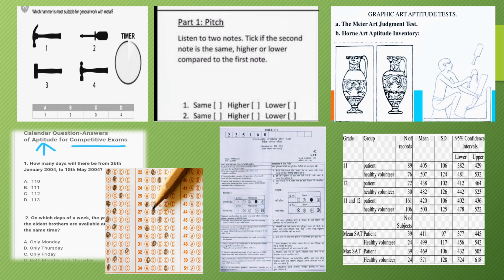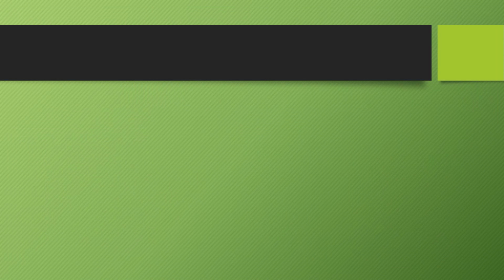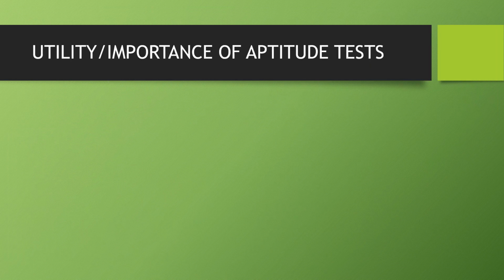The last one is scholastic aptitude test. So this is a question paper which actually tests your scholastic aptitude, and usually the question comes like this. So these are the pictures that I'm showing you about all those different types of aptitude tests. Next, let's see the utility or the importance of aptitude tests. Right. So why are aptitude tests important in the process of guidance and counseling? So we will see one by one.